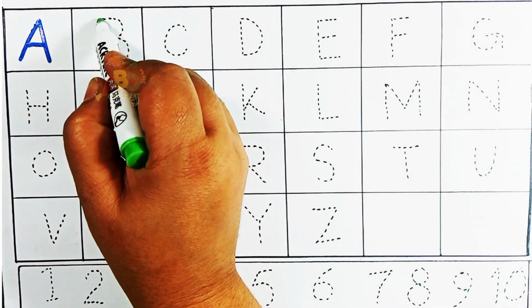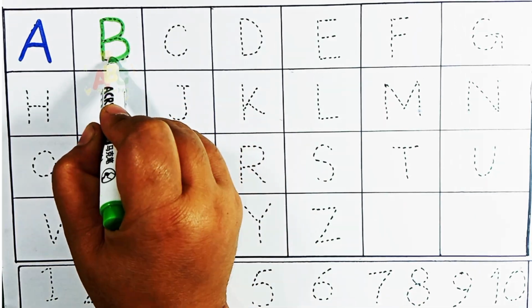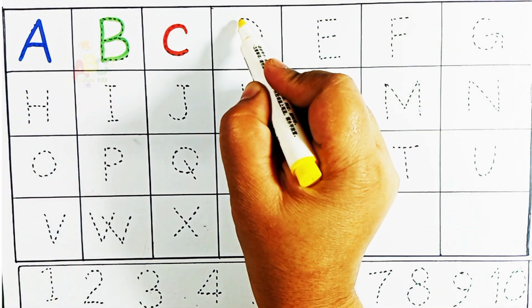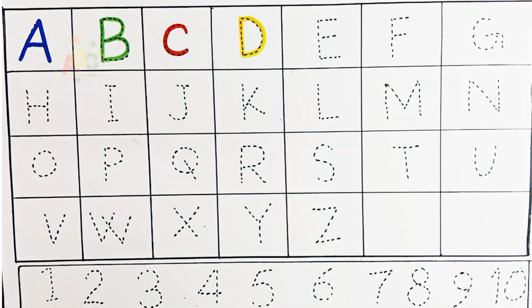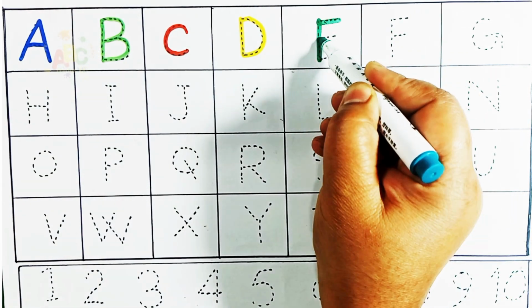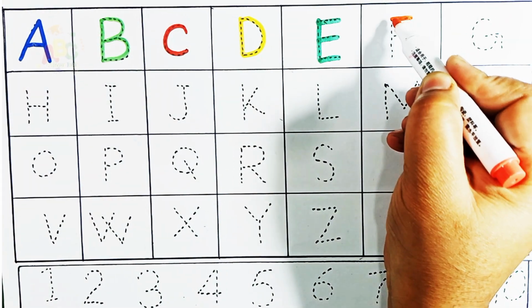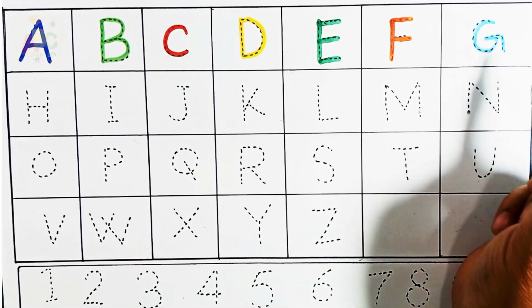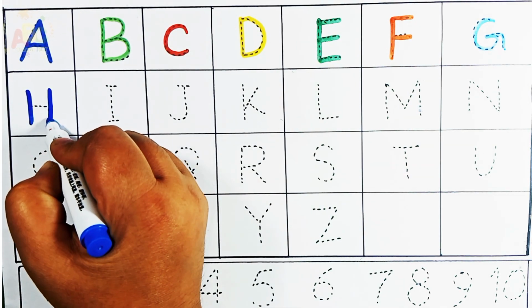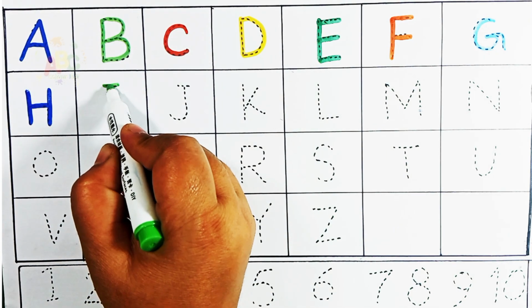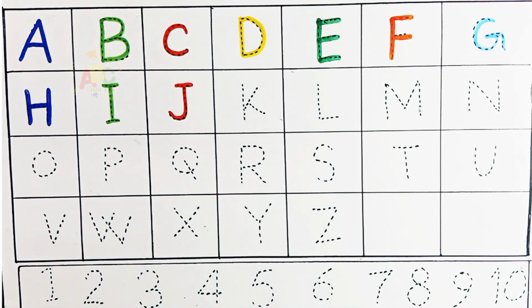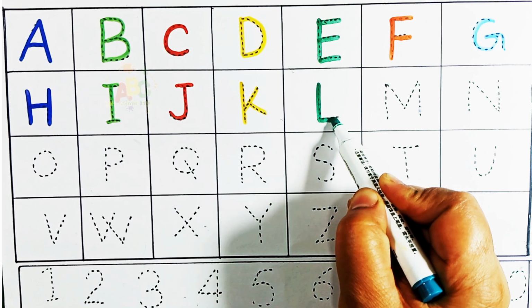A is for apple, B is for ball, C is for car, D is for dog, E is for elephant, F is for frog, G is for grapes, H is for hen, I is for igloo, J is for joker, K is for king, L is for lemon.